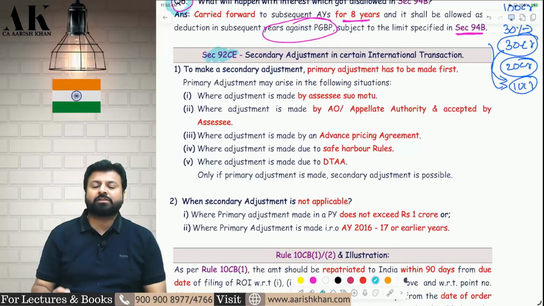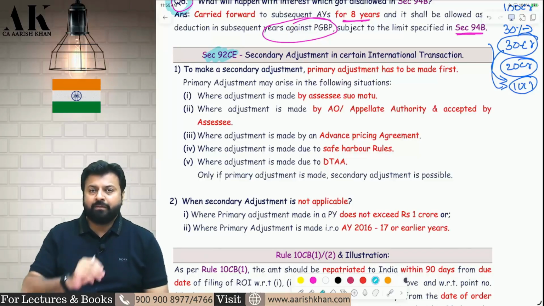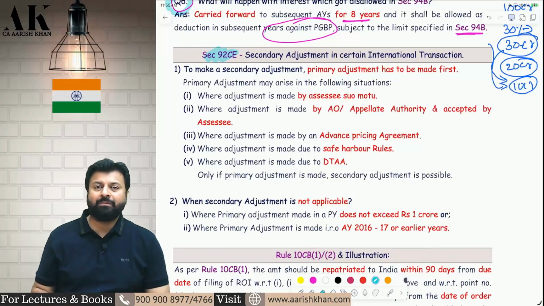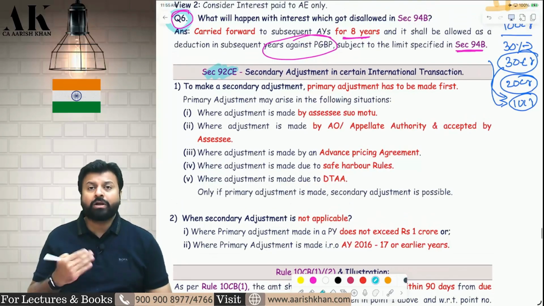On that, interest will be charged if you don't bring back that money to India within a specified, prescribed time. If you bring back the money to India within the prescribed time, you will be escaped, or else you will be liable for secondary adjustment. On that, interest will be charged. So first of all, we need to understand what is primary adjustment and who can do primary adjustment.